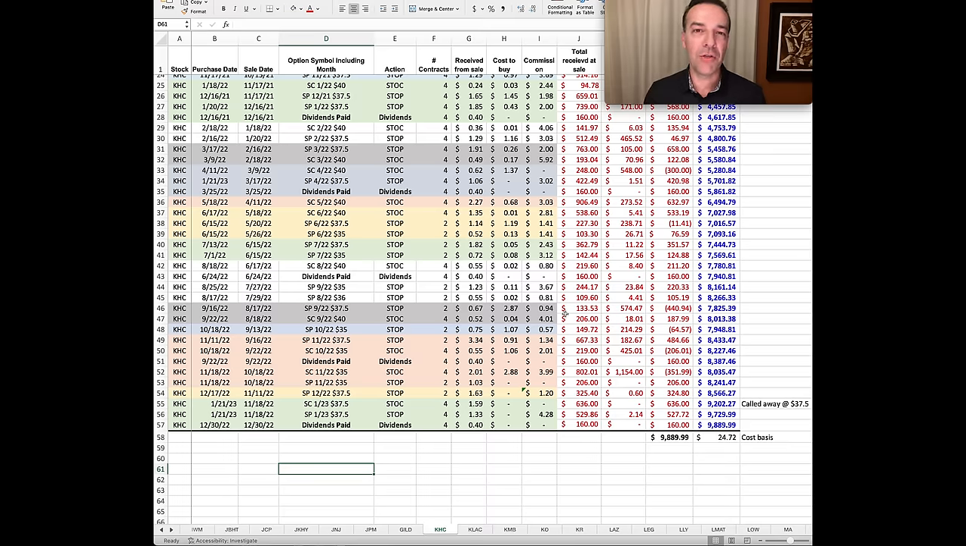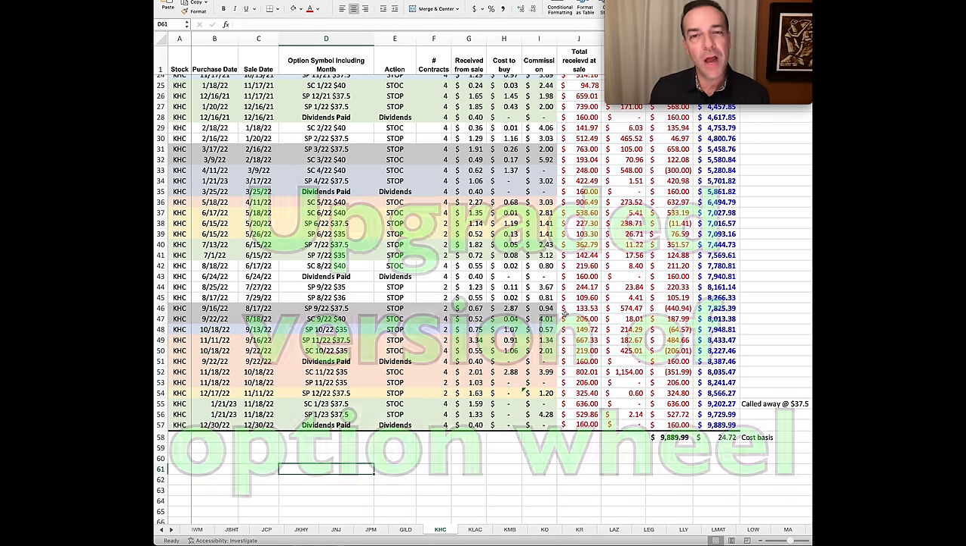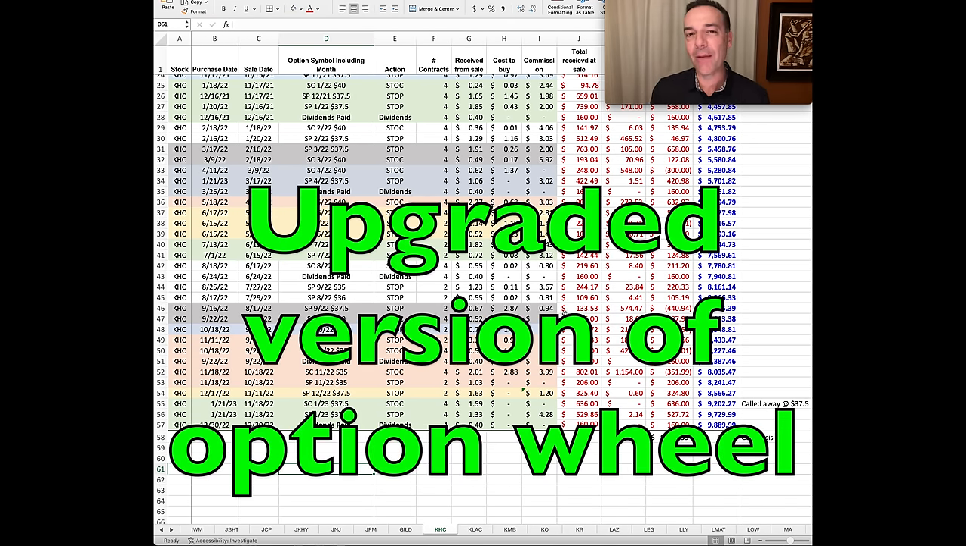Now, one thing I want to mention to you is that we don't trade just a straight option wheel strategy. We actually have a hybrid way that we trade the option wheel strategy. It is based on the option wheel strategy, but we've made some tweaks and adjustments that help us to realize better returns than if we just traded the option wheel strategy.